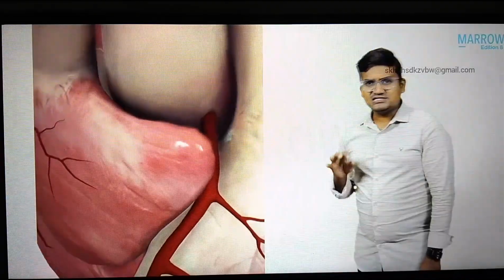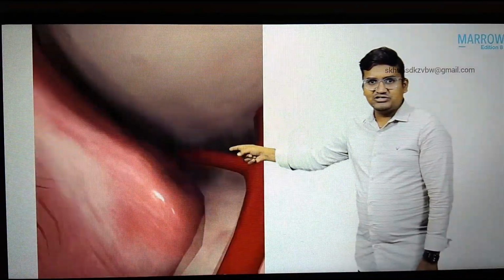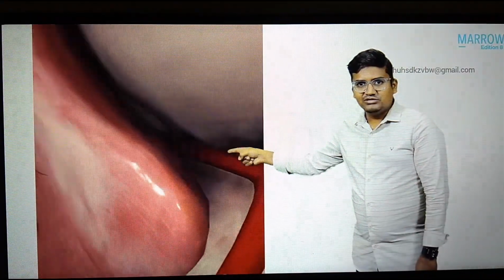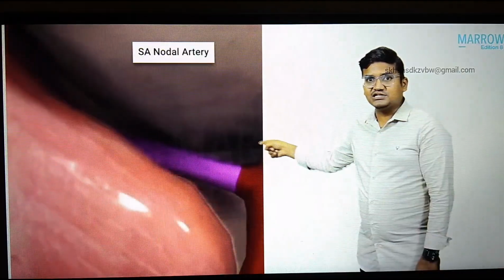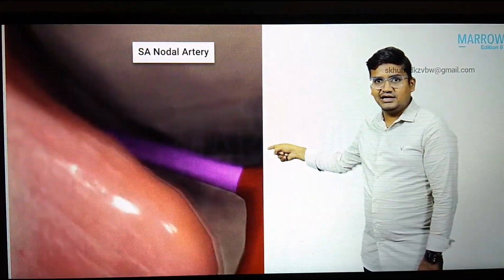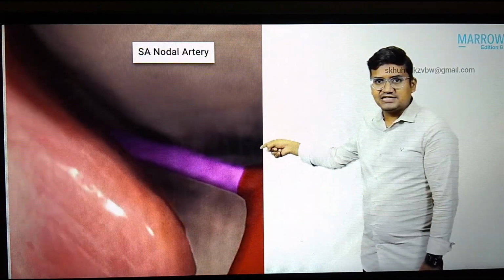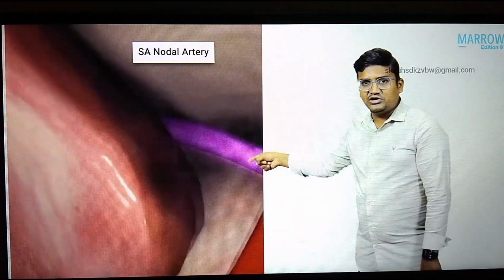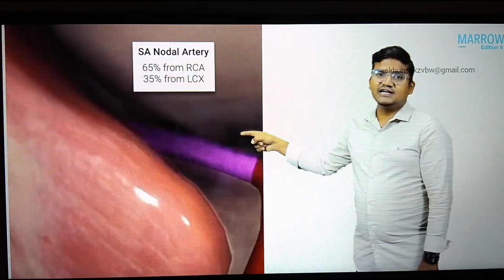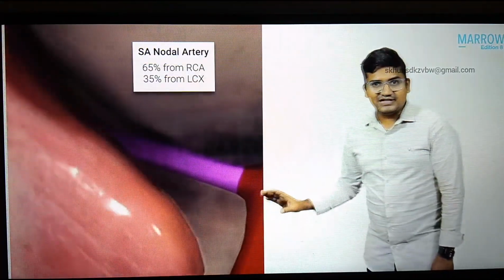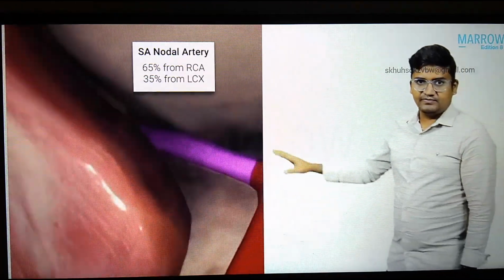Now, we're going to see some main branches. Now, can you see this branch? This branch is our SA nodal artery. It was seen here. Yes, this is the SA nodal artery. The SA nodal artery, in 65% of the cases, is coming from the right coronary. In 35% of cases, it is coming from the circumflex artery.